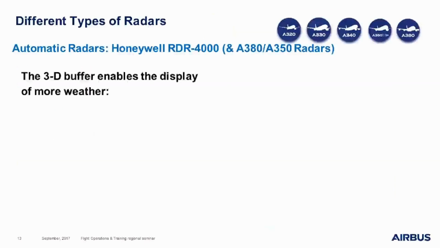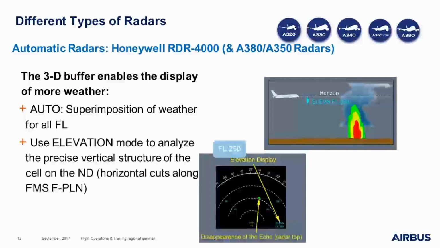As explained before, the 3D buffer enables to display more weather than only the one of the current flight level. In auto mode, it's a little bit like if you had a superimposition of the weather for all flight levels on the ND. That is why it is very useful to use the elevation mode to analyze the precise structure, vertically speaking, of the cell on the ND. With the elevation mode, you do some horizontal cuts along the FMS flight plan.